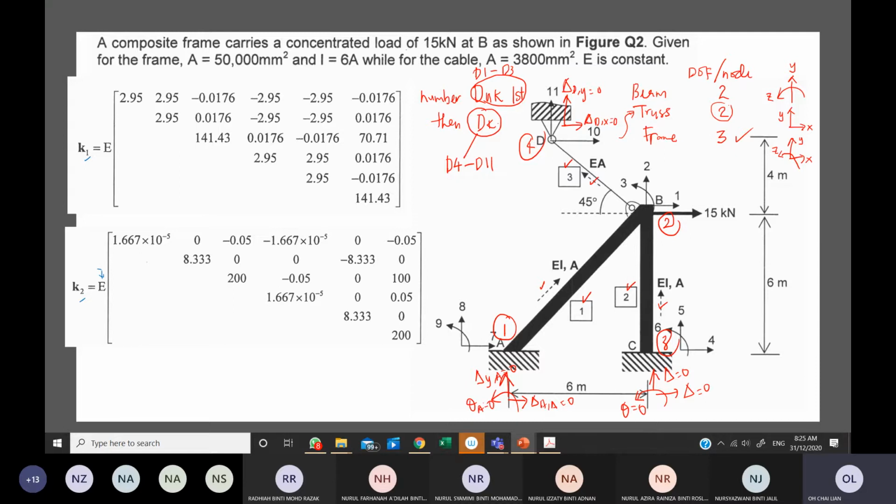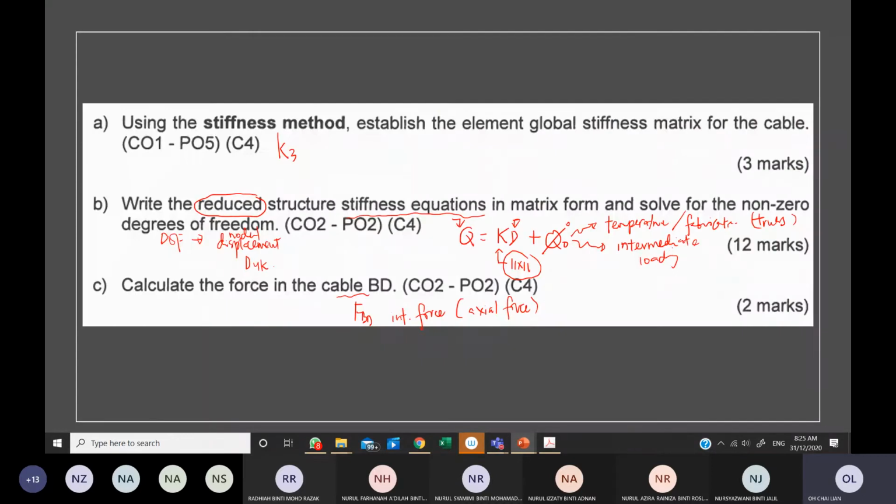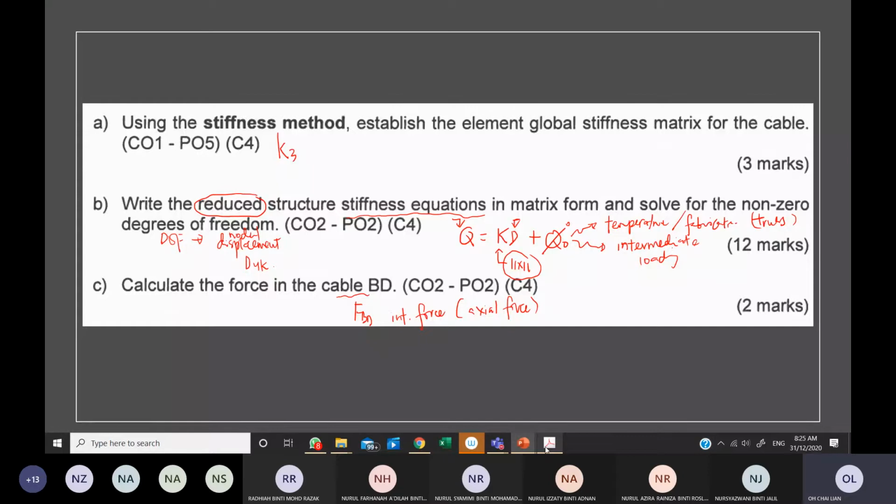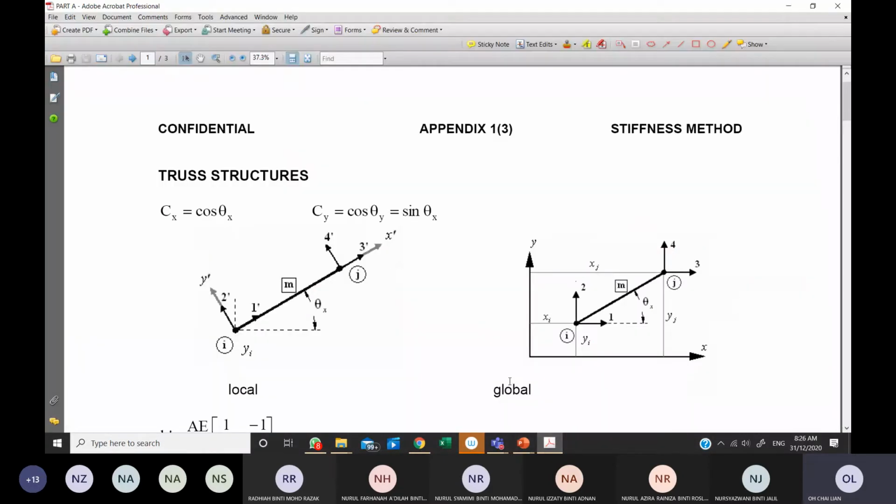Then we can start our solution. Let us start with this A. How to determine the K3? Please go to the appendix that I have provided earlier, this page. For K3 class, may I know which type of structure I shall refer to? Truss, beam, or frame? For cable. Truss. Okay, thank you very much.